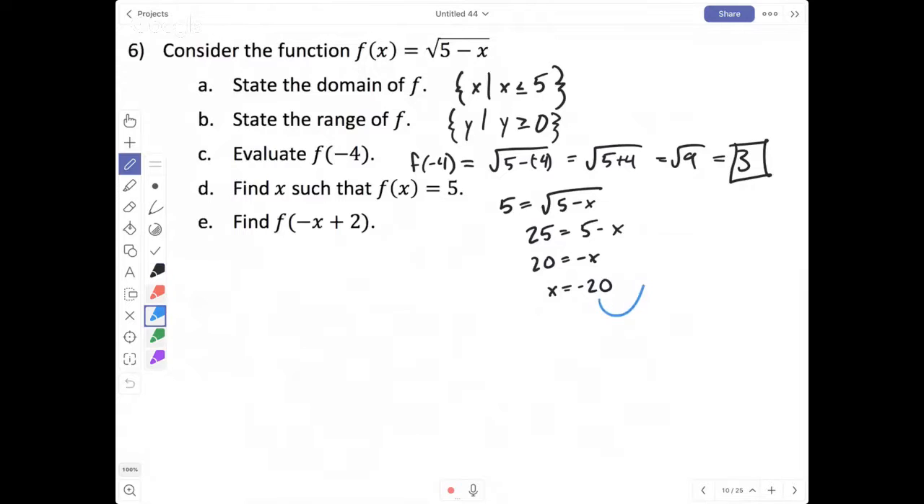I can check my work now and say, what is f of negative 20? Well, it is the square root of 5 minus negative 20, which is the square root of 5 plus 20, which is the square root of 25, which is 5. Check.